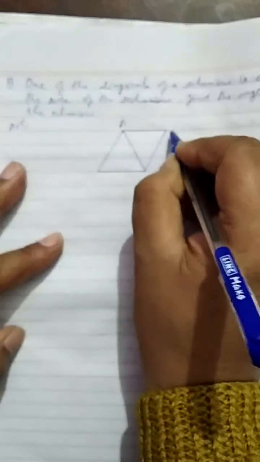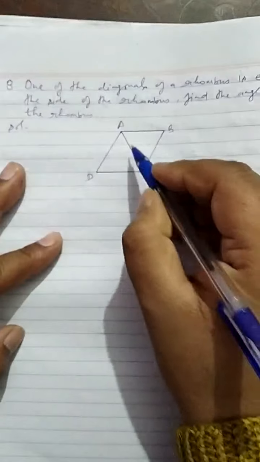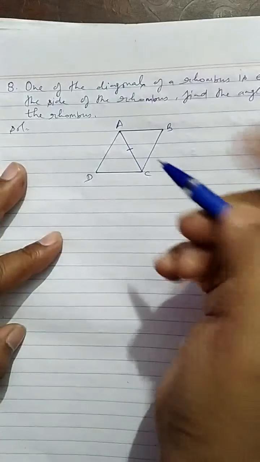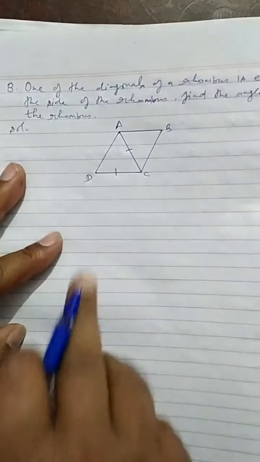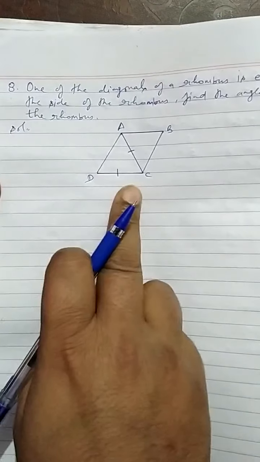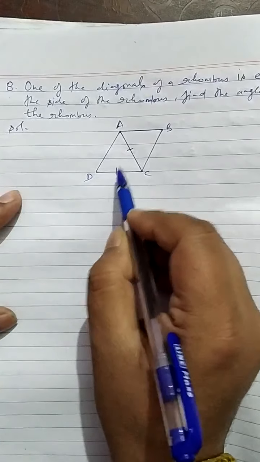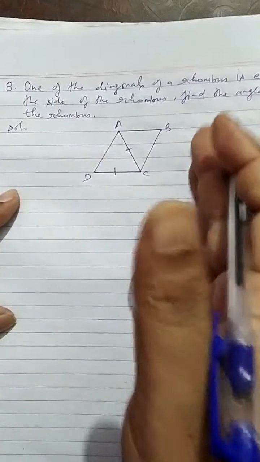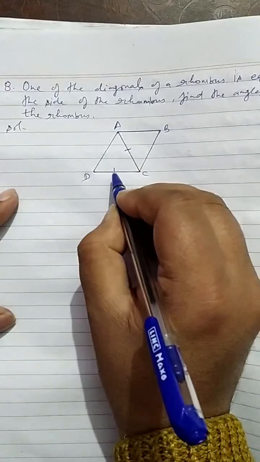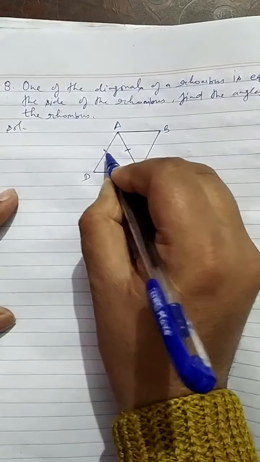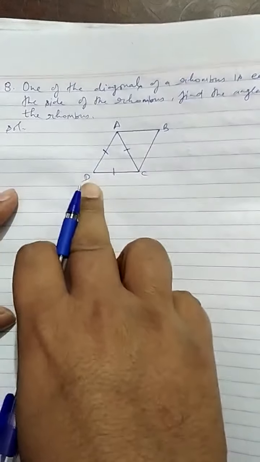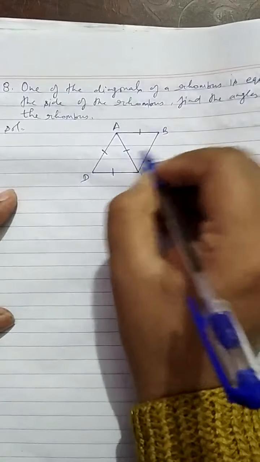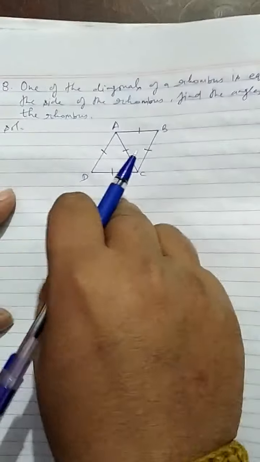Suppose this is A, B, C, D. So diagonal AC is equal to one of the sides. So let us take this one side. When it is given that DC is equal to this, and we know that in a rhombus all the sides must be equal, then it is equal to this, because in the rhombus all the sides are equal. So DC is equal to DA, and AB and BC, all the sides of this rhombus are now equal.